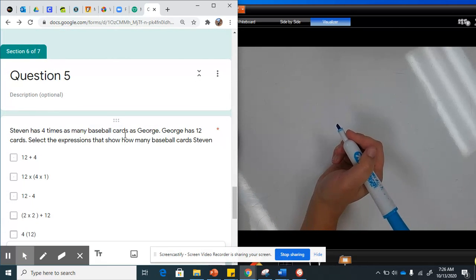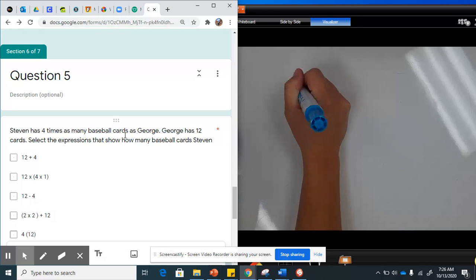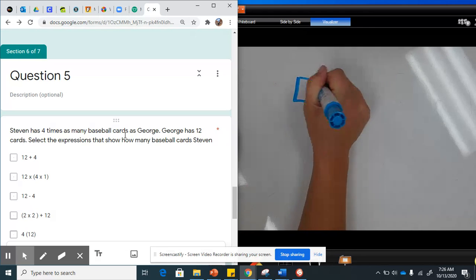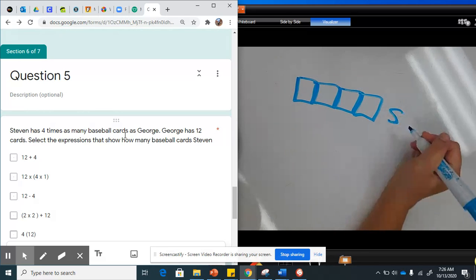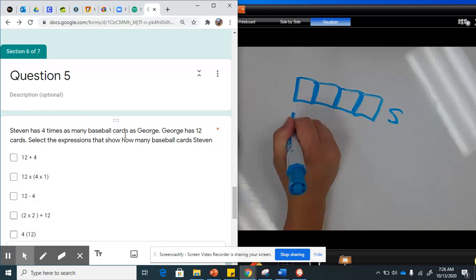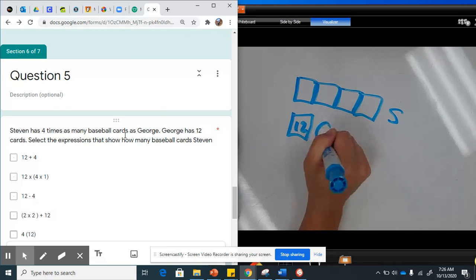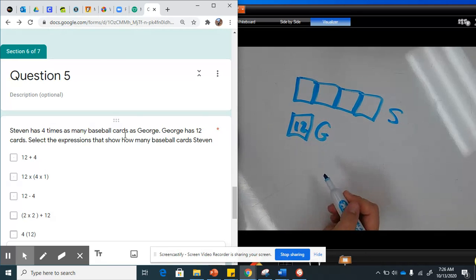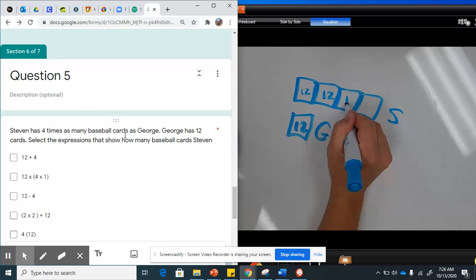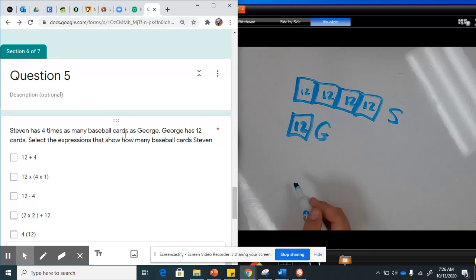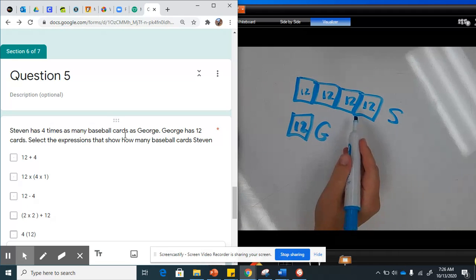Okay, so Stephen has 4 times as many baseball cards. So I will draw 4 boxes for Stephen because he has 4 times as many as George. So this will be labeled Stephen. And George has 12 baseball cards. So I'll just draw 1 box for George. And then in here, I will write 12 because that's how many he has. And Stephen has 4 times as many.